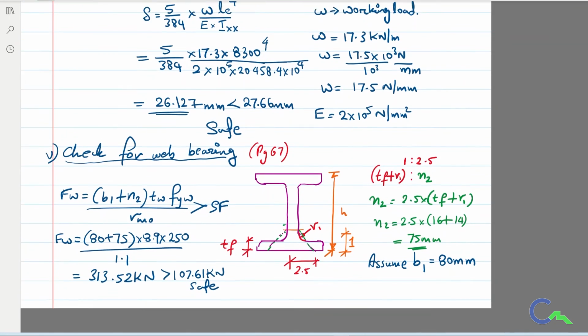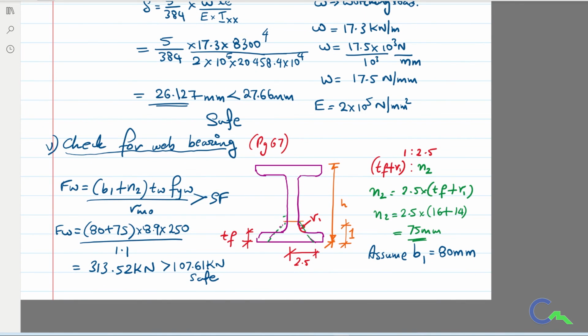So the last check we have to do, so check for web bearing in the page number 67. So if you refer that particular page, you will get this particular formula. So we are going to assume B1 is equal to 80 mm. So load dispersion in the form of 1 is to 2.5. By using that we have taken N2 is equal to 2.5 into Tf plus R1, that is R1 is the root radius. Substitute all the values, we are going to get 313.52 kilonewton, which is much greater than shear force. Therefore it is safe in web bearing.